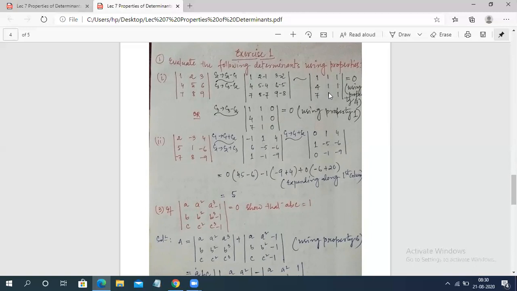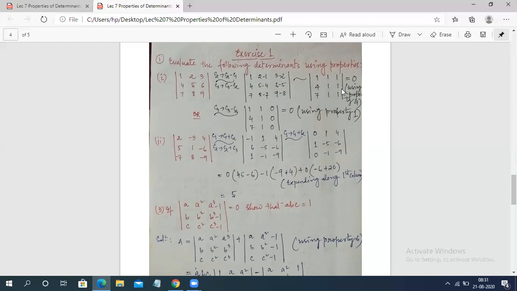So by using property 4, if two columns C2 and C3 have each entry identical, we can write directly that this value will come out as 0. If you want to do another step, if you want to use the property of 0 0 0, then also we can do that. There will be one more step. If you change C3 as C3 minus C2, your third column will become 0. Each entry of the third column will become 0. So its value will come out 0.